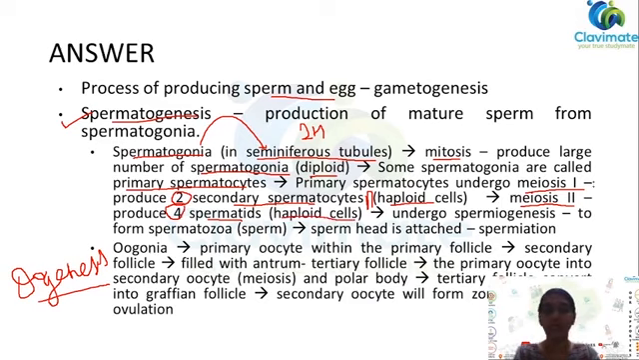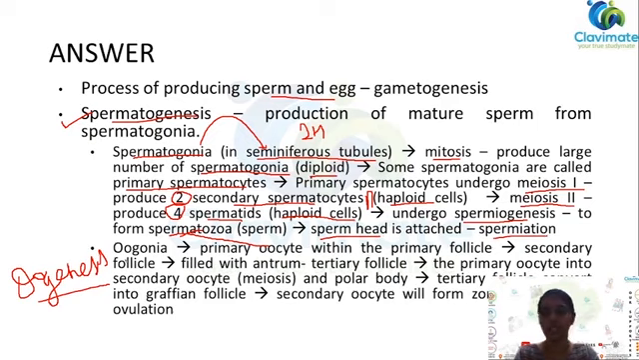You have studied that meiosis is a reductional division, so 2n becomes n. Then the spermatids undergo spermiogenesis to form spermatozoa, or sperm. And when the sperm head is released, this process is called spermiation. So this is the process of spermatogenesis.